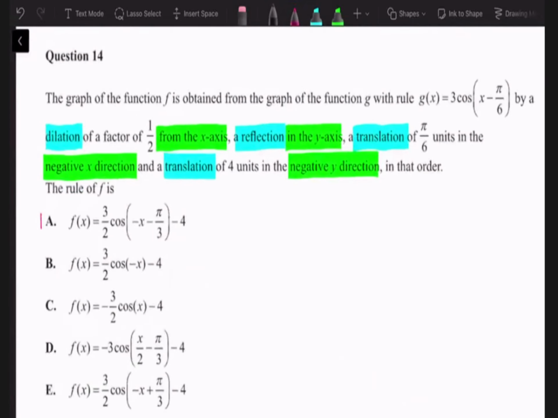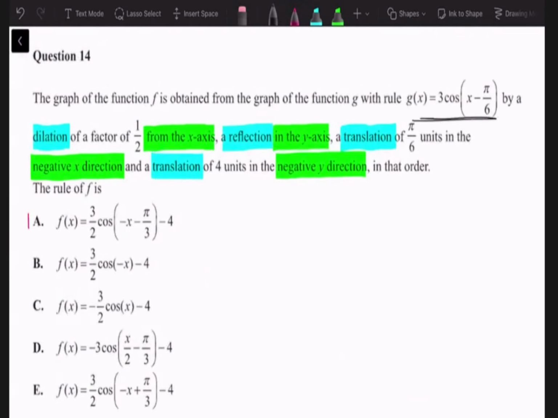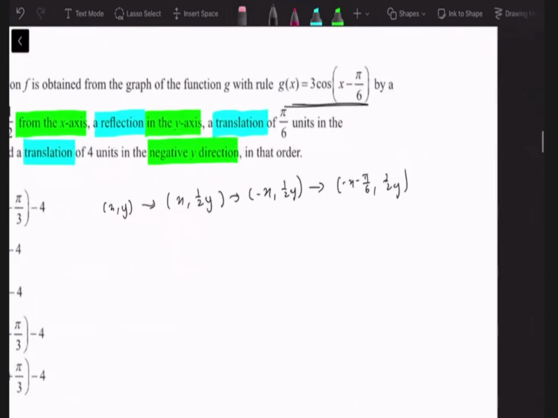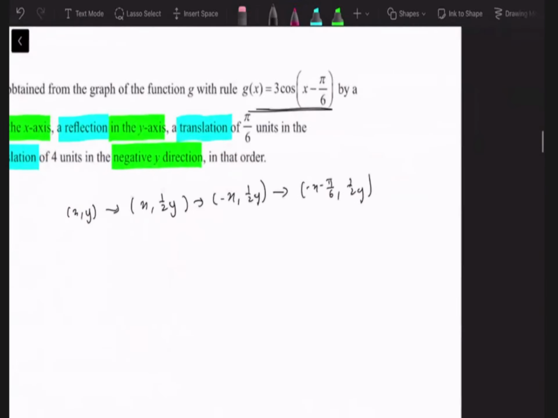So question 14, we have a bunch of translations. This is the original rule. The first transformation is a dilation from the x-axis by a factor of half. It's from the x-axis, that means it's going to affect y. So it's half y. Then reflection in the y-axis, that means it's affecting x. Then a translation of pi on 6 in the negative x direction, so negative pi on 6. And a translation of 4 in the negative y direction, so half y minus 4, in that order.